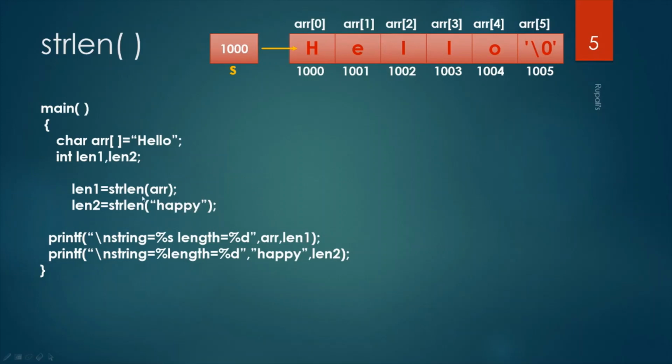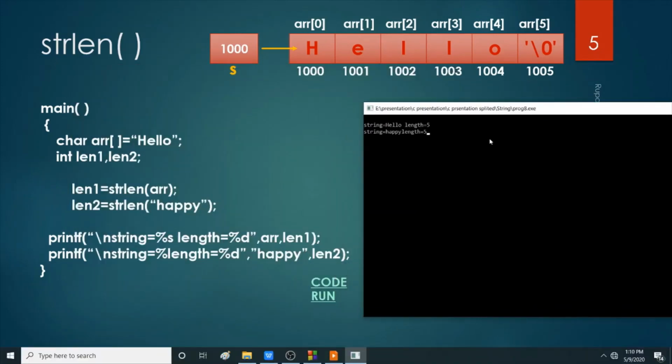When I use strlen, it gives the length of hello and it gives the length of happy. So strlen is a string function. For using this function, you have to write #include <string.h>. You have to include the header file string.h. So when you run the program, you will see here the string is hello and the length is 5. Here the string is happy and the length is 5.